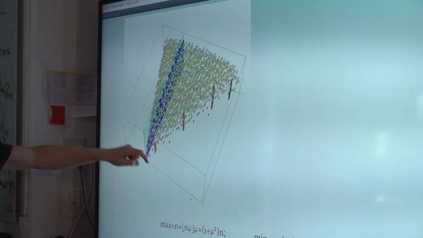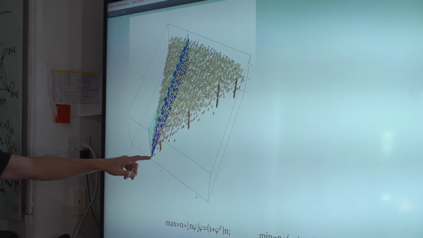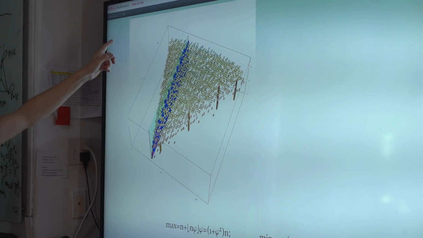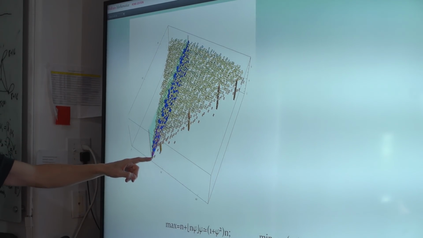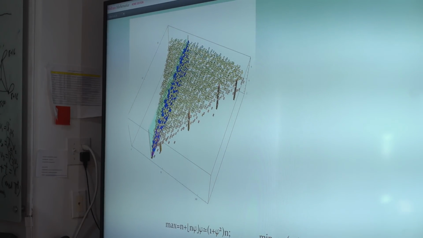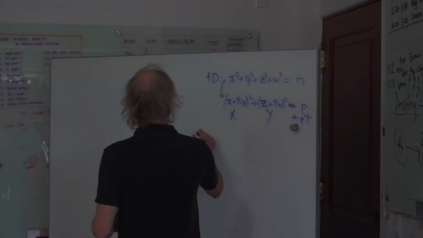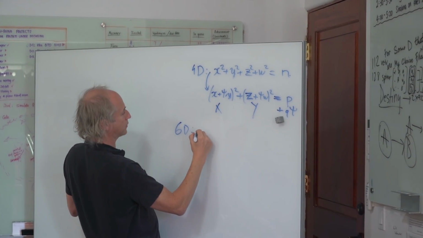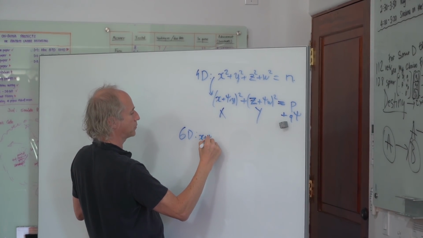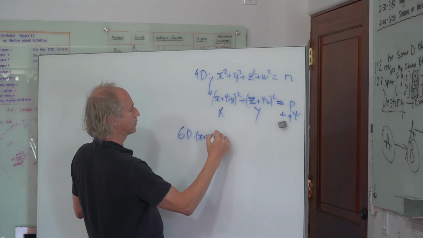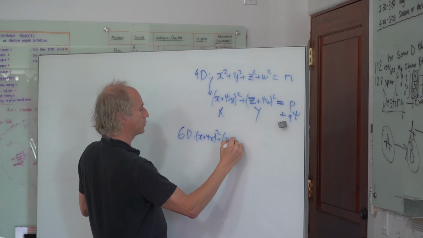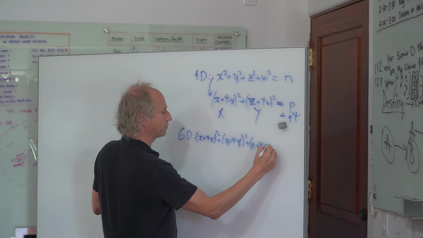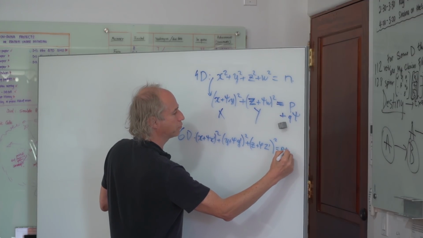So if I go from the bottom, here I have n equals 1. And I am in four dimensions, yes, no, six dimensions. So n equals 1. Here I have the solution of the equation in 6D. I have to write this in 6D. So in fact, it is this equation. I prefer to write this as x plus phi x prime squared plus y plus phi y prime squared plus z plus phi z prime squared equals p plus q phi.